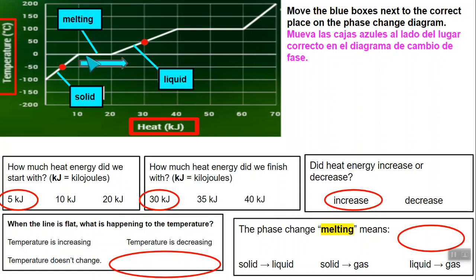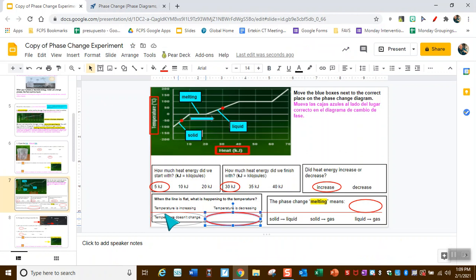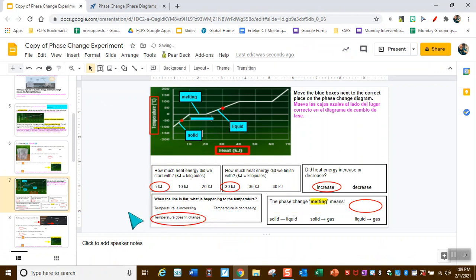Very good. When the line is flat, the temperature stays the same. The temperature right here is always 0 degrees Celsius. So, the temperature doesn't change.